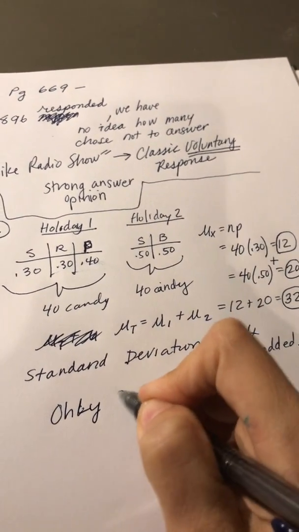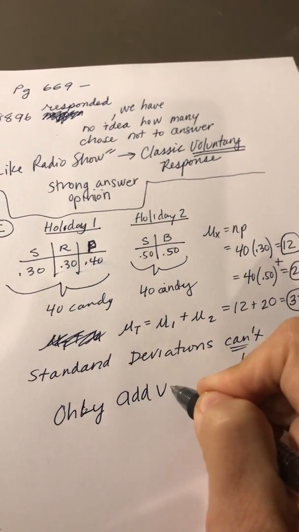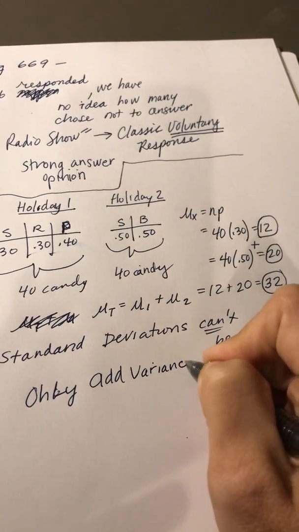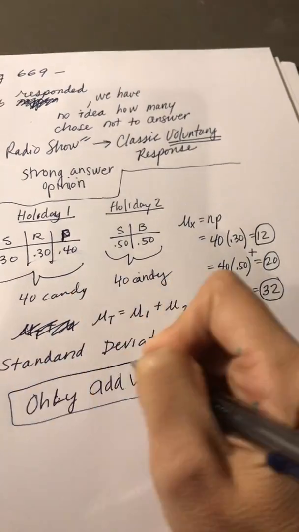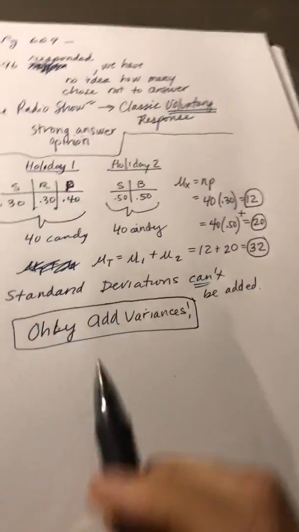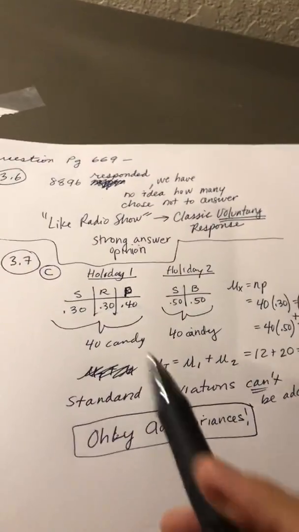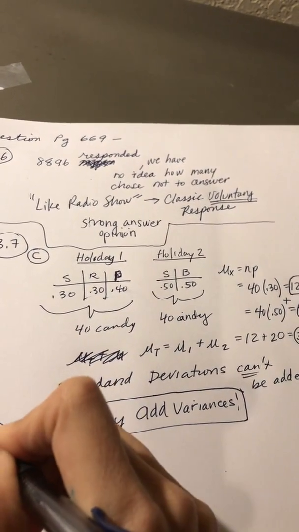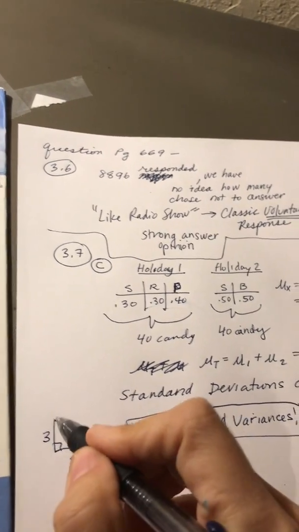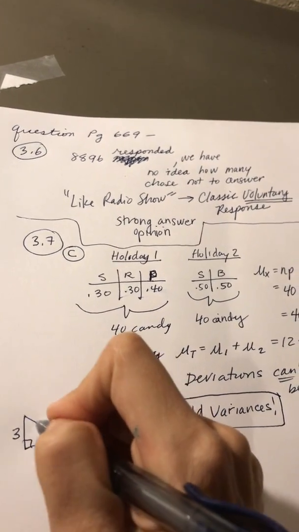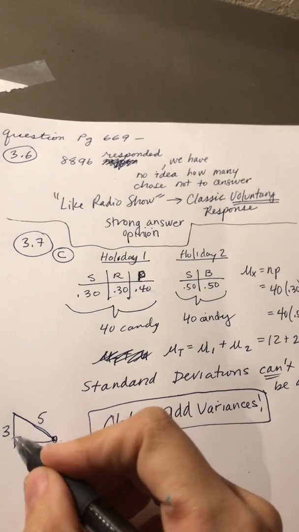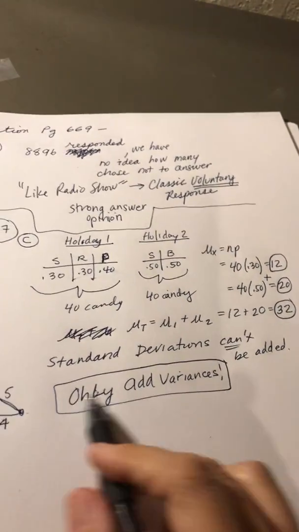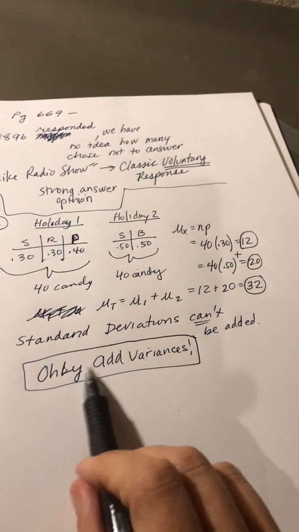We can only add variances. Big rule. It reminds me of our triangle idea: if I had a right triangle and I went 4 miles and 3 miles and I took a shortcut, I went 5 miles. If I went this direction, I didn't go 4 and 3. I went straight to the 5. It's the same exact idea when I want to go adding variances.